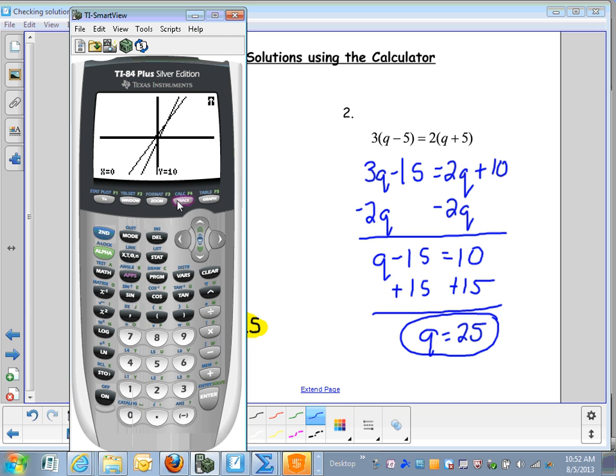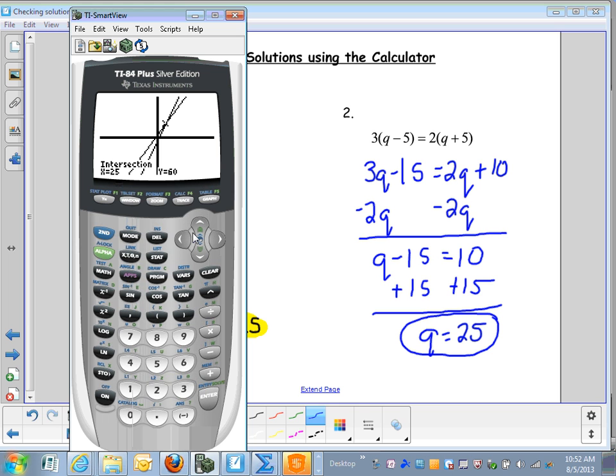Second calc, number 5, 1, 2, 3 enters. The intersection is x is 25, so my solution is correct. Right? And that's all I need to do for that problem.